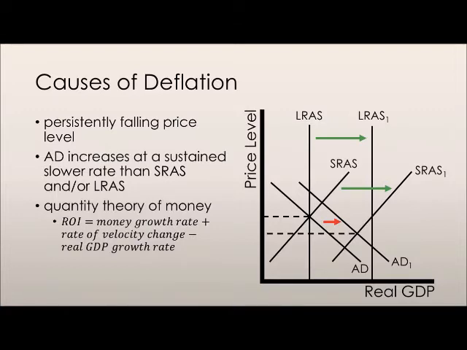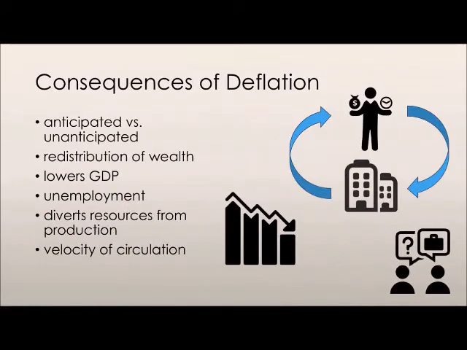This is displayed graphically, where a below full employment equilibrium puts downward pressure on the price level. Referring back to the quantity theory of money, we can see that if money grows slower than the rate of velocity change minus the real GDP growth rate, deflation will occur. The effects of deflation depend on whether or not it is anticipated or unanticipated. Deflation is so rare, though, that it is generally unanticipated.